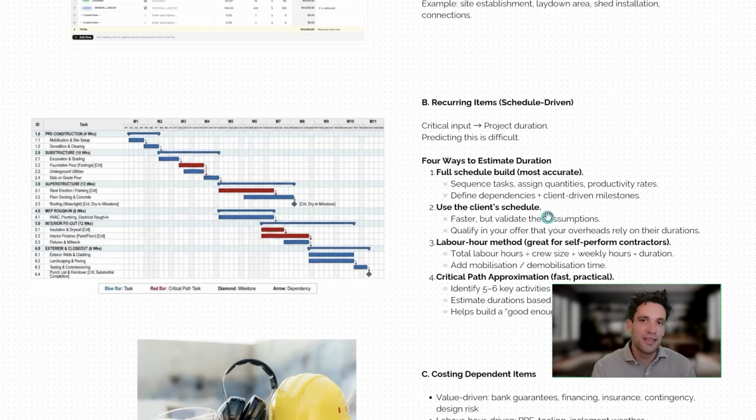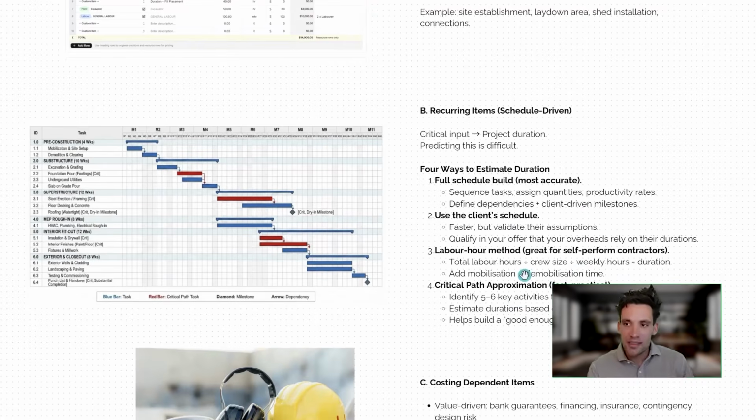Now, the reason I always say use the client's schedule is because if they're saying this is the date they're giving you access to do this work, then your cost is going to be reliant on this access date, which means that if you relied on that in your estimate and your proposal, it gives you the option to claim delays for it later down the track.